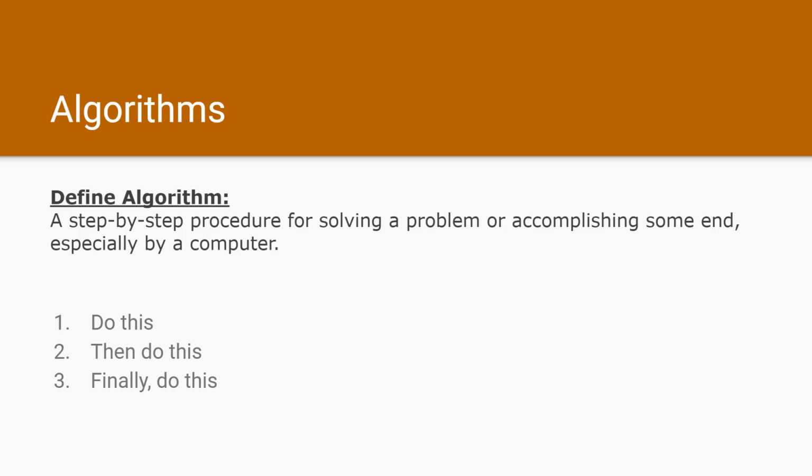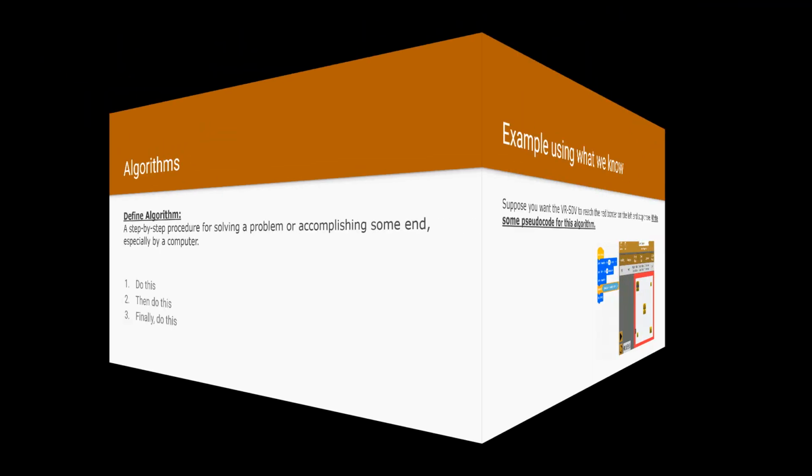So, an algorithm for making a peanut butter and jelly sandwich. That's a very basic example. Problem: you want a sandwich, I guess. Solution: get out bread. Get out a knife, put peanut butter on one side, put jelly on the other, slap it together, eat it, whatever. That's basically the algorithm for that.